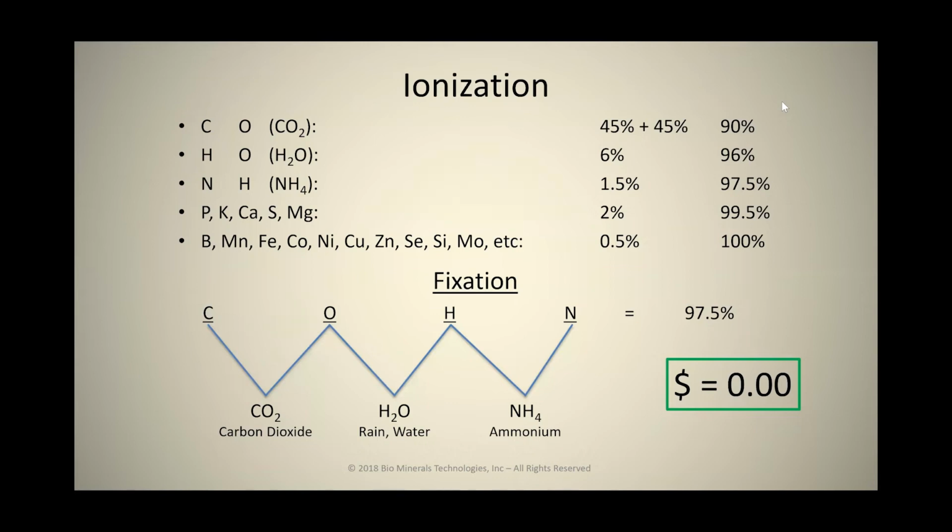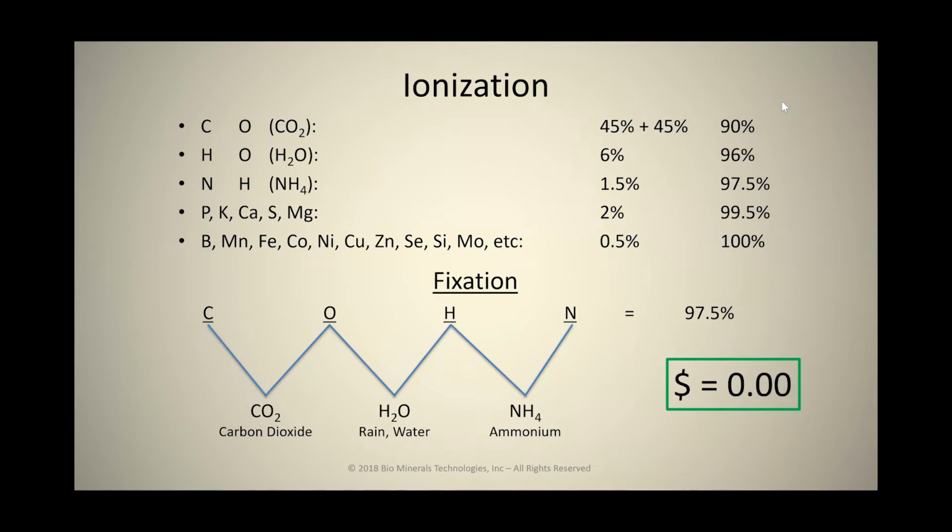So fixation is the process of putting things together. Carbon and oxygen become carbon dioxide. Hydrogen and oxygen become water, H2O. Hydrogen and nitrogen become NH4, ammonium, 1.5%. The rest of our minerals combined are 2%, plus the trace elements at 0.5%. So fixation is simply carbon and oxygen becoming CO2, oxygen and hydrogen becoming water, hydrogen and nitrogen becoming ammonium. So they're put together in various ways.